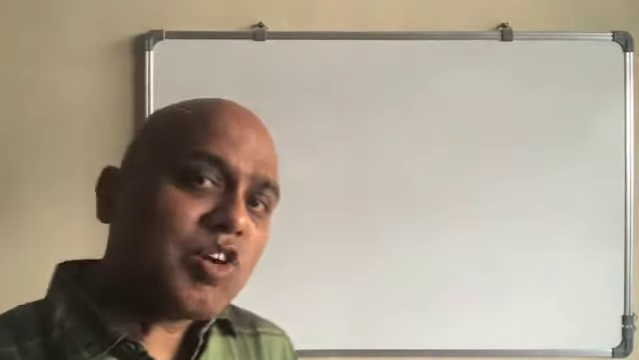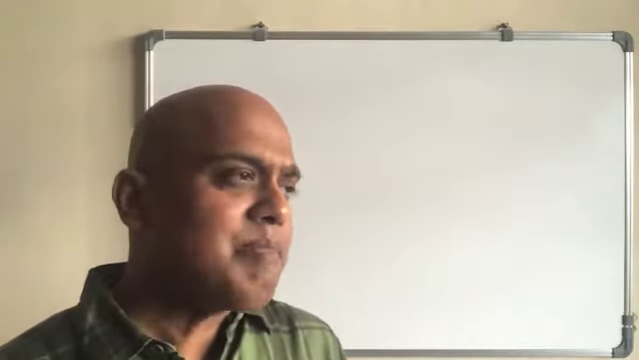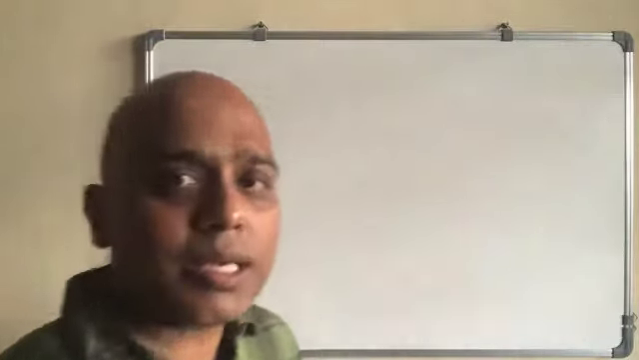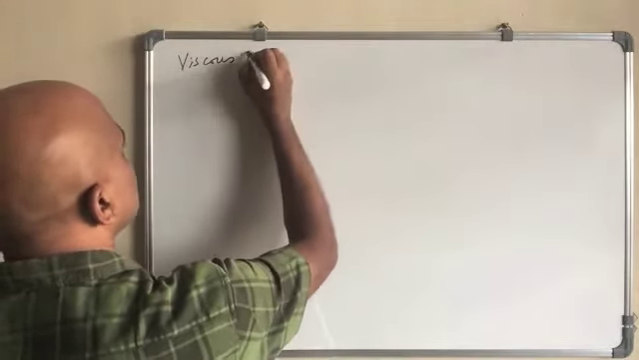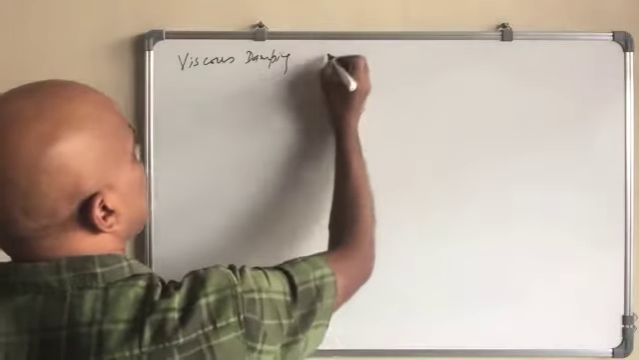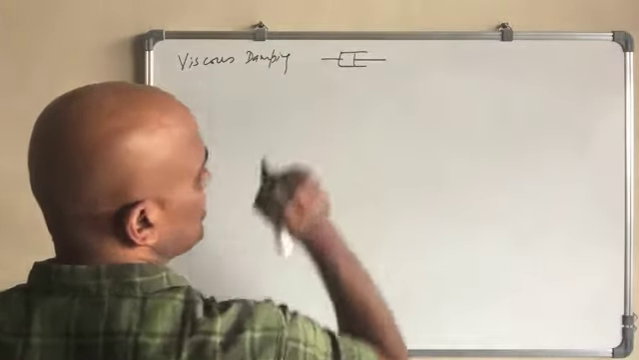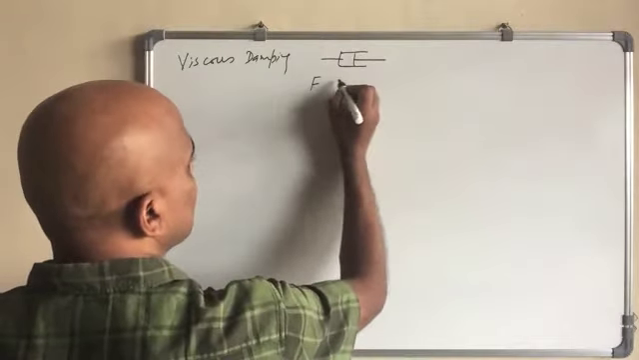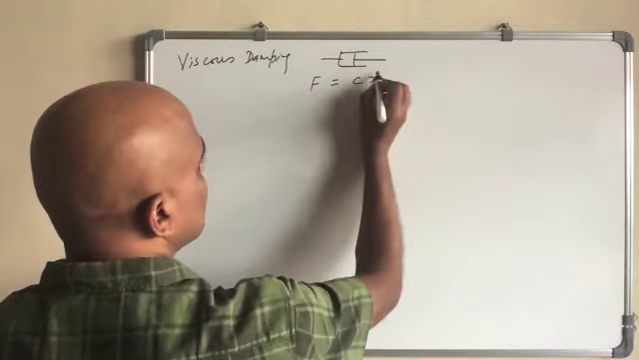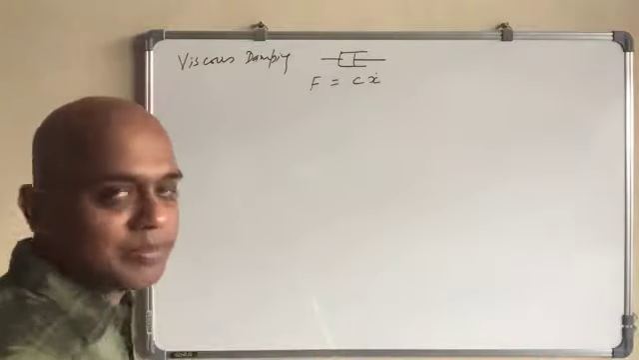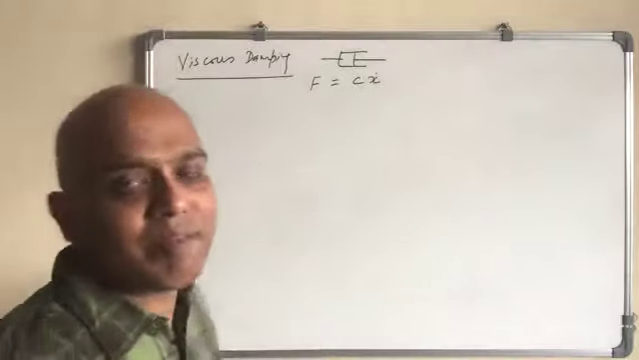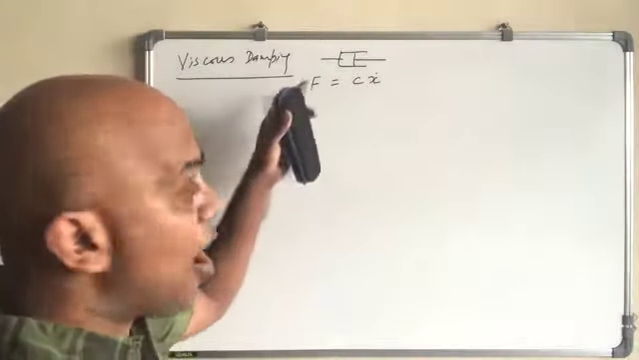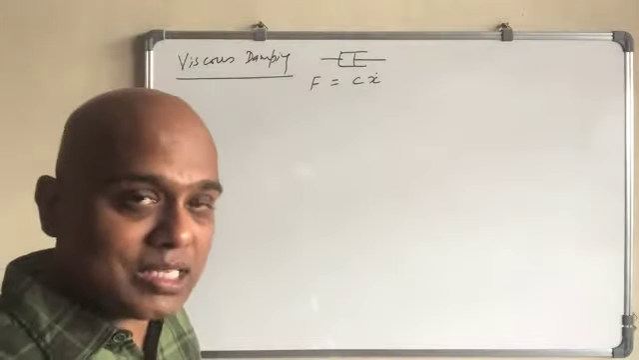Okay, so far we have been working with viscous damping, the viscous damper. We denoted it like this, and we knew that this force F is proportional to the velocity, F equal to C x dot. This is how viscous damping behaves. We have already simulated and analyzed with that.